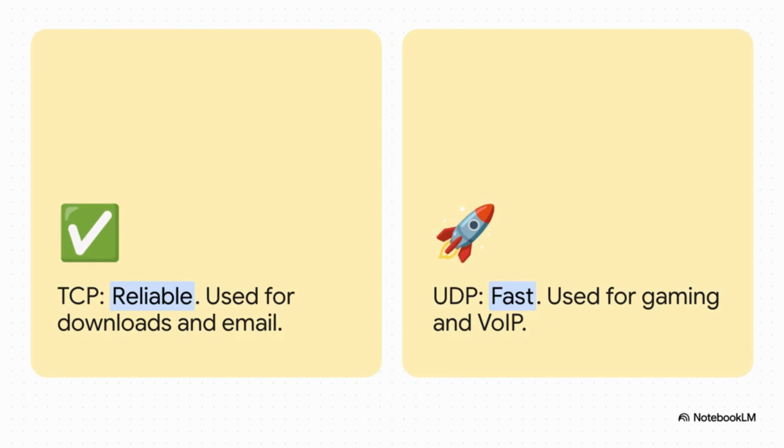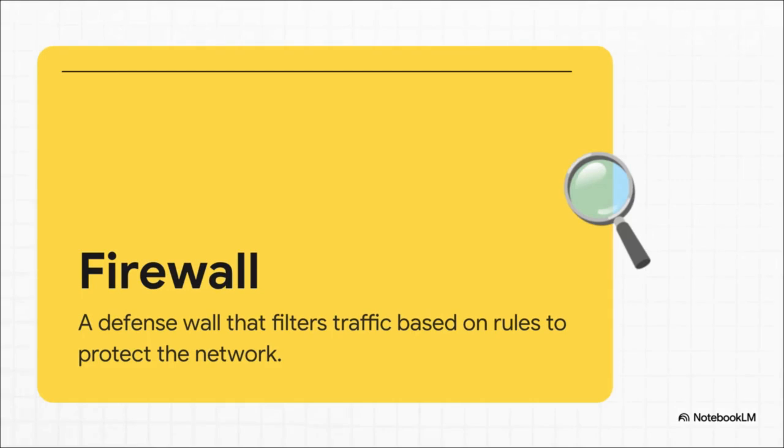But when you're in a fast-paced online game or a video call, speed is everything. A tiny little dropped packet doesn't matter nearly as much as having low lag. That's where UDP comes in. Fast and efficient. So how do we protect all this data? Well, your first line of defense is the firewall.